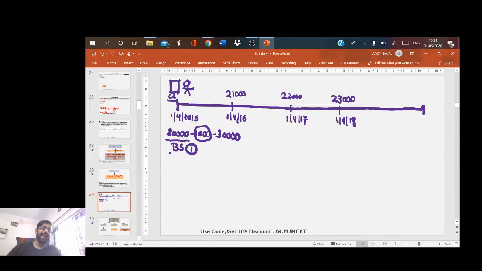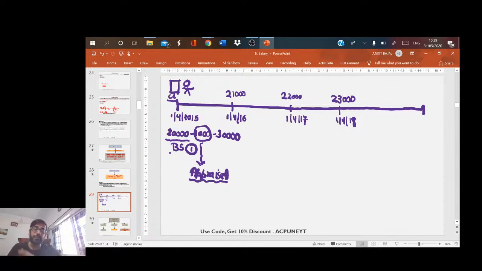Okay, so we got it. It means this 1,000 is going to be treated as my appraisal. Definitely, this 1,000 is your appraisal for every year. Appraisal means your salary is going to increase by 1,000 every year.